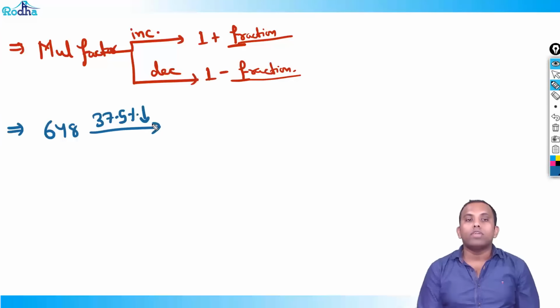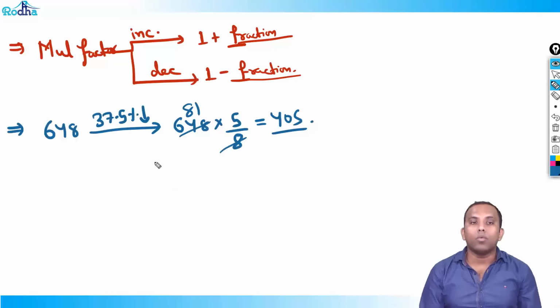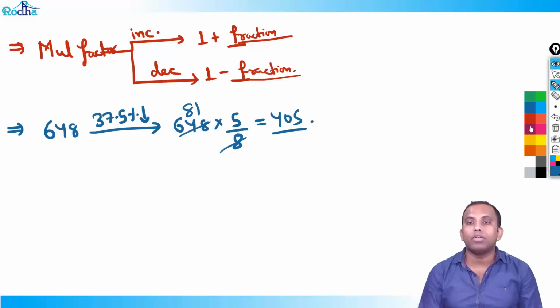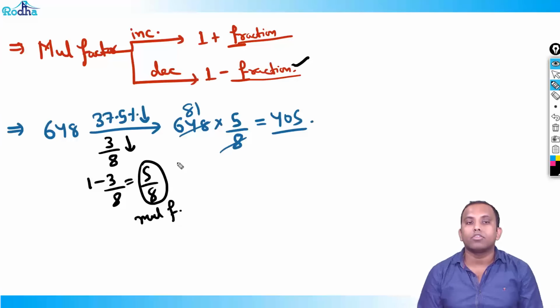What is the result? I should directly write 648 into 5 by 8 is the answer, and solve it, right? 8 into 81. What is the answer? The answer is 405. Directly I should do. Why 8 now? Why 8 for 648 into 5 by 8? Because 37.5% is 3 by 8 decrease. For 3 by 8 decrease, what is the multiplying factor? For decrease, 1 minus fraction value. So 1 minus 3 by 8, that is 5 by 8, should be the multiplying factor. So simply 648 into 5 by 8. That's it. In one step solution.